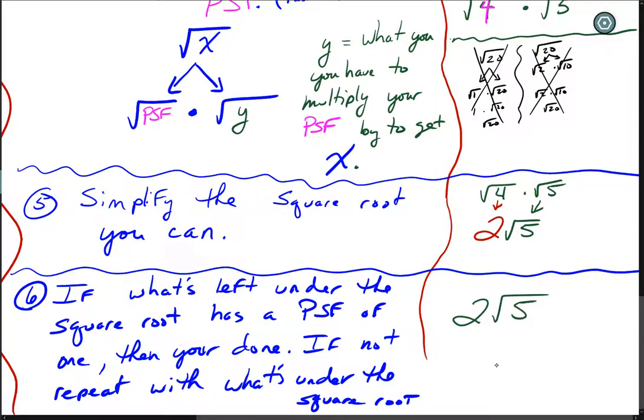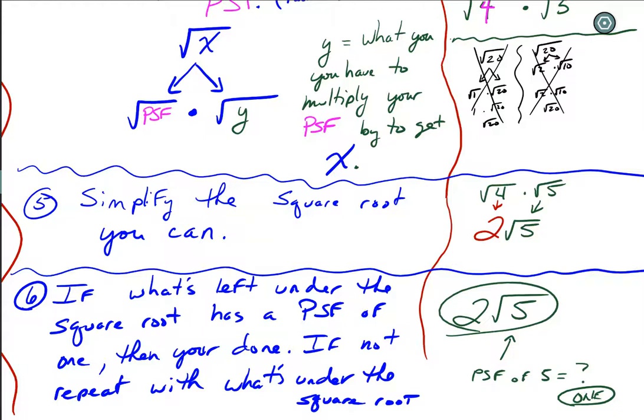So if we had 2 square roots of 5, tell me right there, what's the PSF of 5 is equal to what? What's the perfect square factor of 5? Isn't it 1? Would you guys agree? The largest perfect square that's a factor of 5 is 1. So it's simplified, and you are done. So in essence, all we're doing is just trying to get as much out from underneath that square root sign as we can every time.